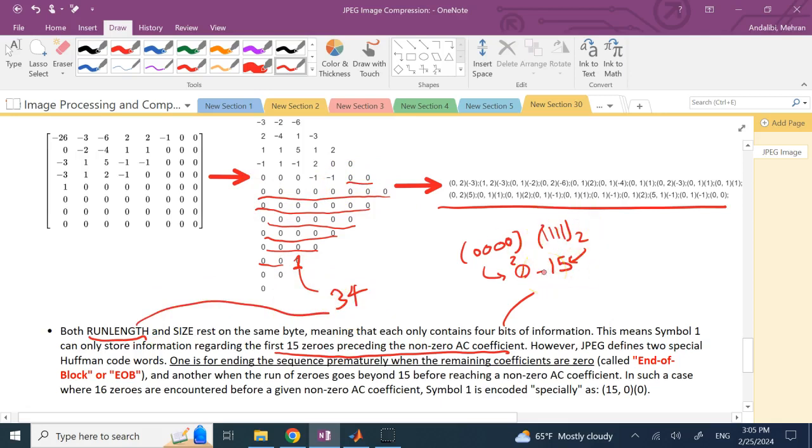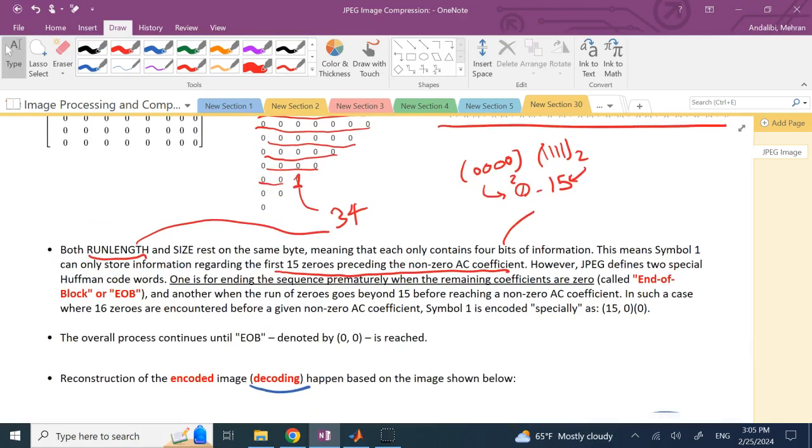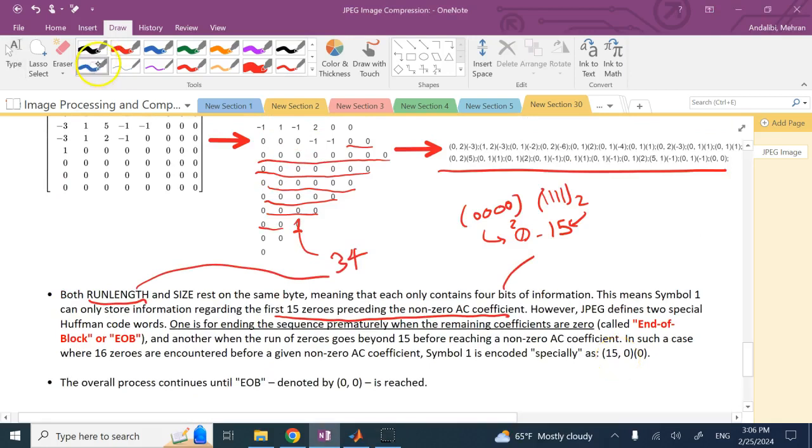So what can I do here? If a non-zero AC value appears after more than 15 zeros, how can I handle this scenario, right? The way to store it is using this special thing like this. If you see some of these triplets stored as 15, 0, that means there were more than 15 zeros before that, okay? And we had to store it like that.